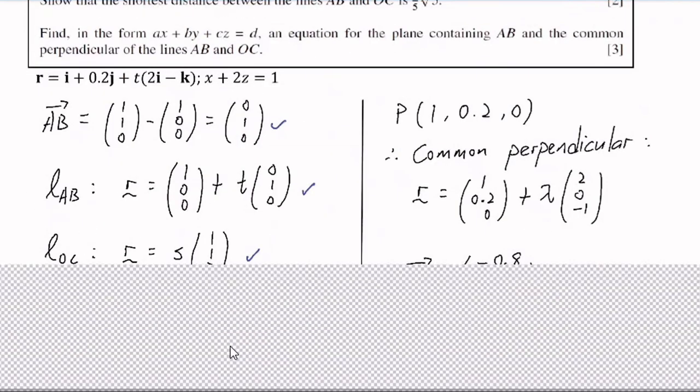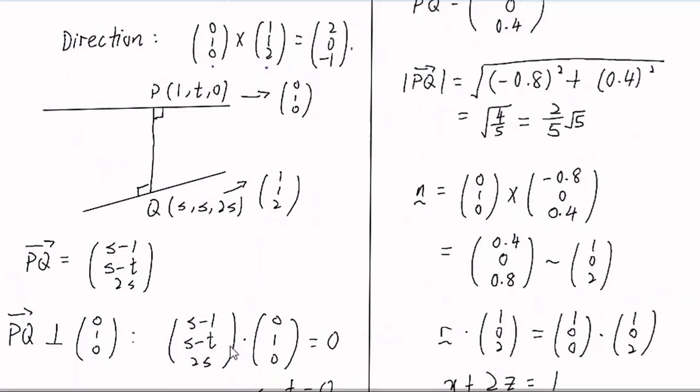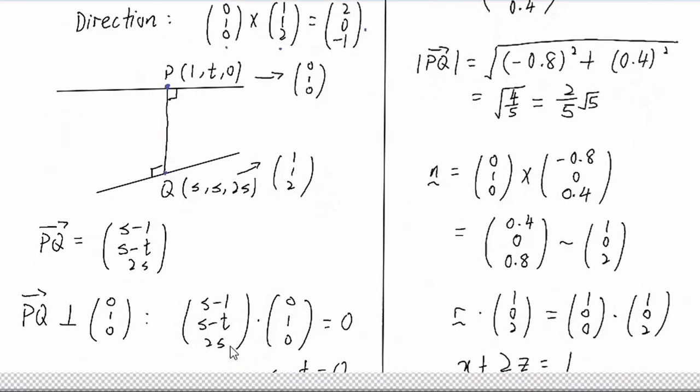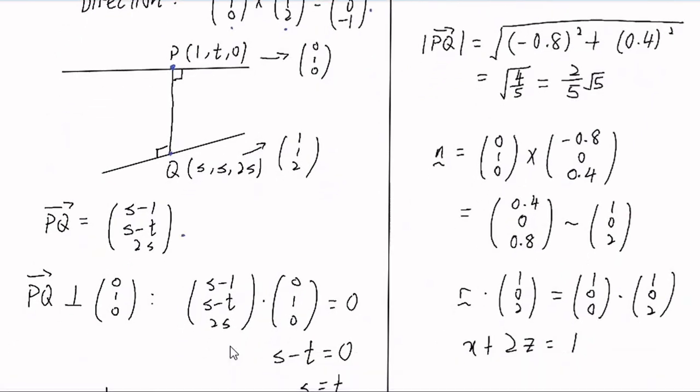So we could consider, let's say P is the point on the first line and Q is the point on the second line, such that PQ is perpendicular to both the lines. So we could first find what PQ is. P is this point because we just take the equation of the first line. Q has this coordinate because it takes the equation of the second line.